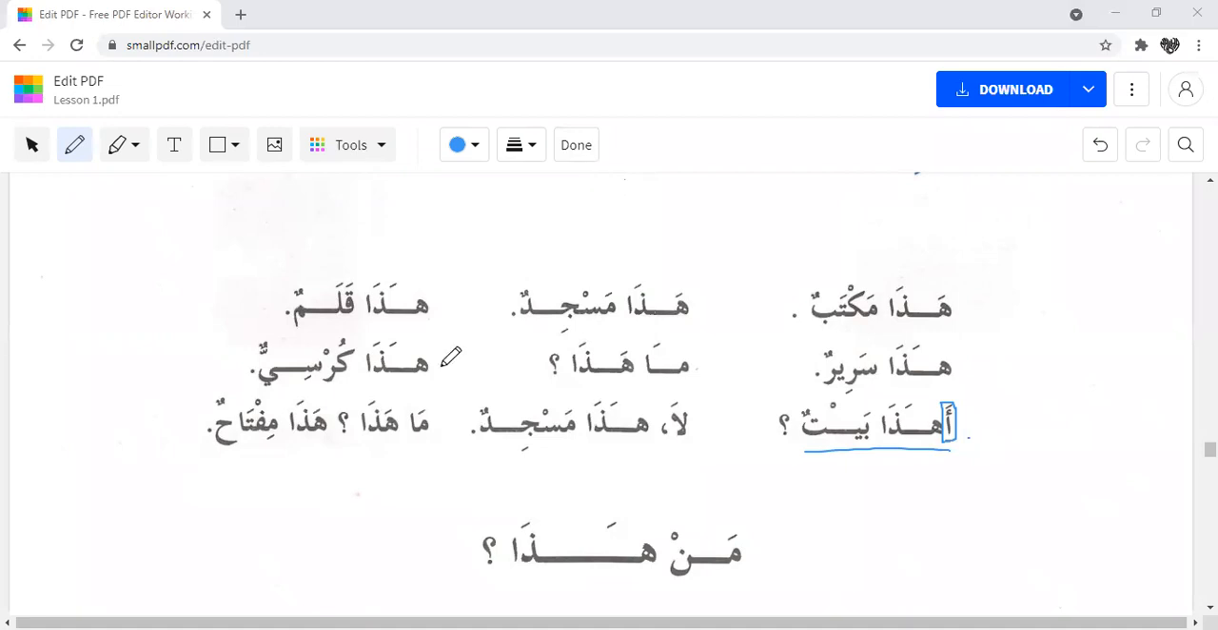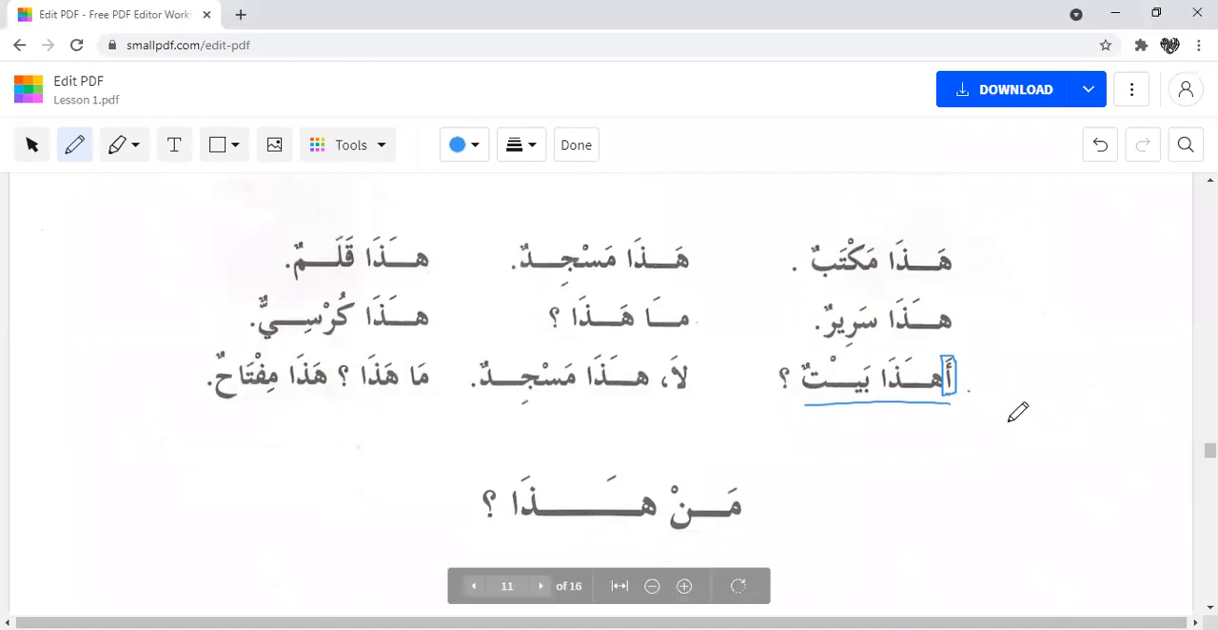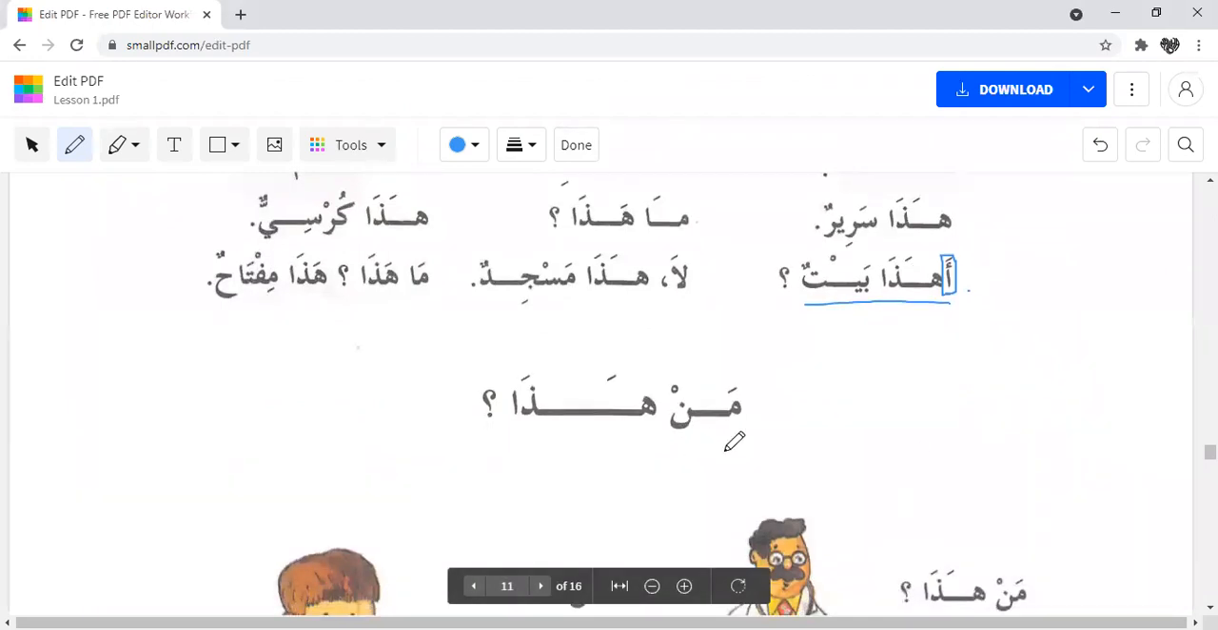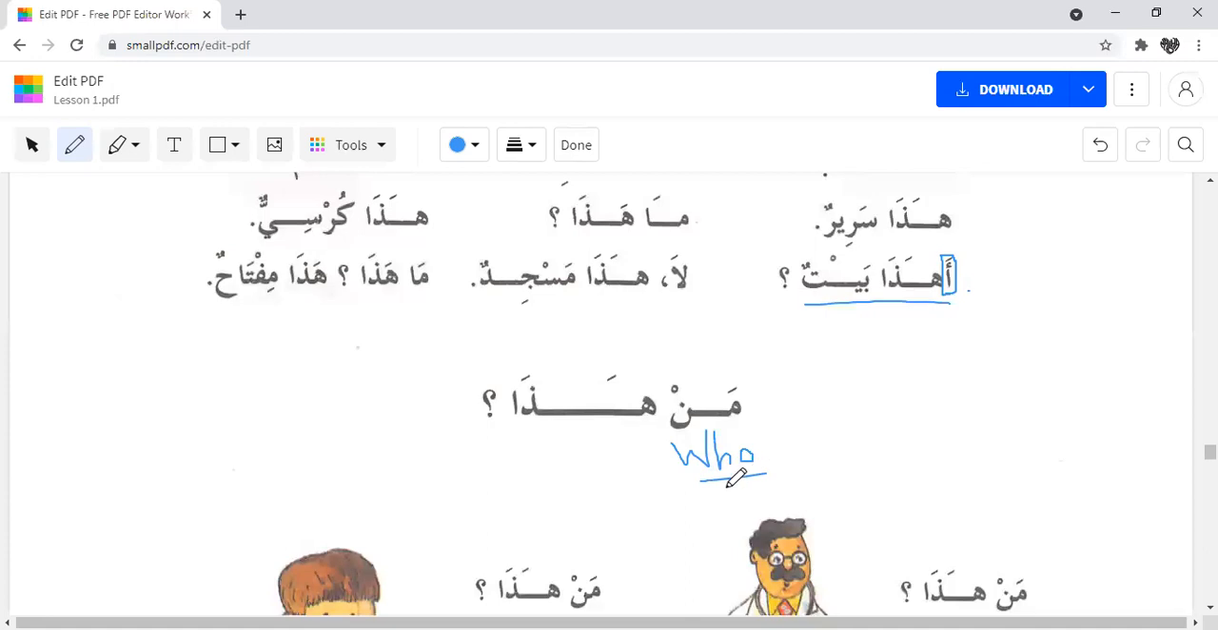Okay, so that was mahada. Now we are going to learn about man-hada. Just like we were using mahada in a sentence where ma is what, man means who. So ma was used for objects. What is this? What is that? Man is for who. Who is this? Who is this person? So this is going to be for people. Okay.